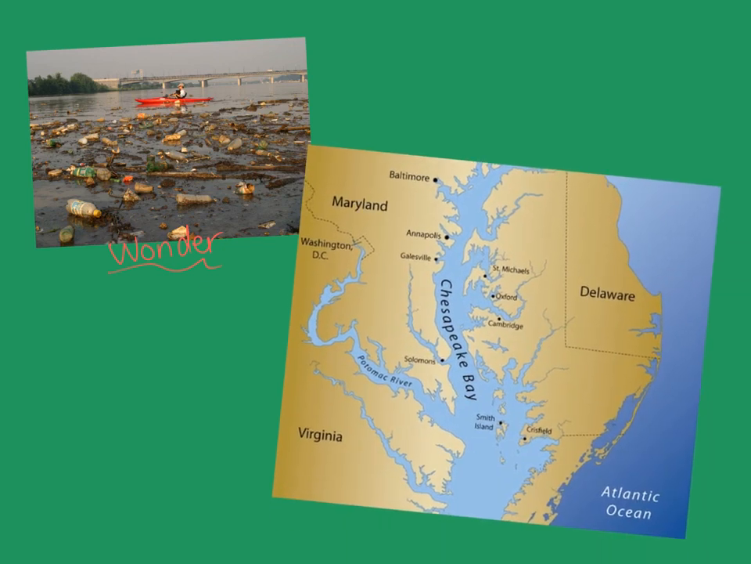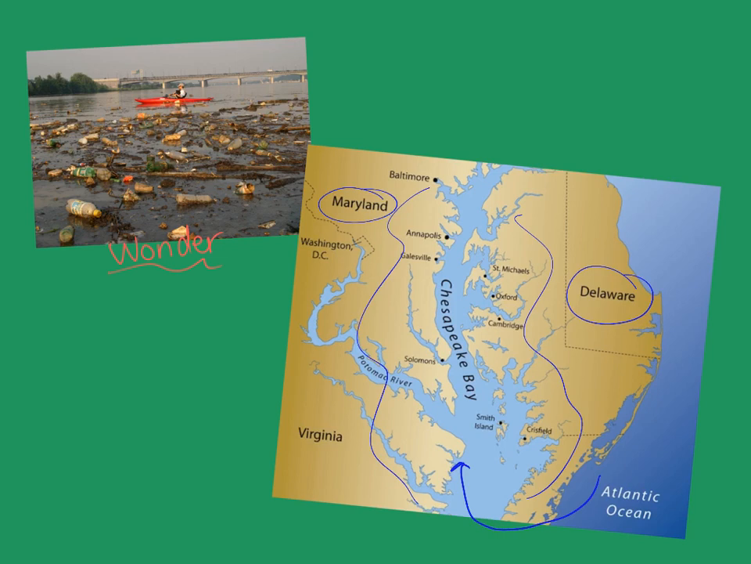I'm going to give you a little bit more information. This particular image is from the Chesapeake Bay area, which is in between the states of Maryland and Delaware. Now, a bay is a part of a sea that is almost surrounded by land, and the land curves around it. It creates a somewhat enclosed area. Now, the ocean actually connects, and it's where seawater or salt water meets fresh water.